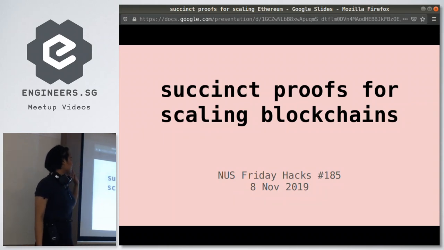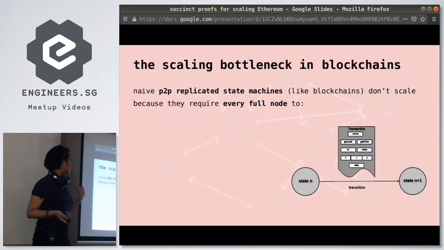So this talk is about succinct proofs for scaling blockchains, and we're going to make more sense of this title as we go along. So let's just get right into it.